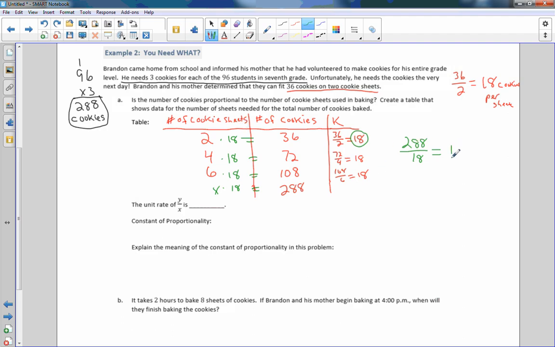18 will go into 28 once with a remainder of 10. And so I'll put that here, and then we're down to 108. 18 goes into 108 6 times. So the answer is 16. So this value here, I will erase now. This x now is going to be 16. So we need 16 cookie sheets to make 288 cookies.